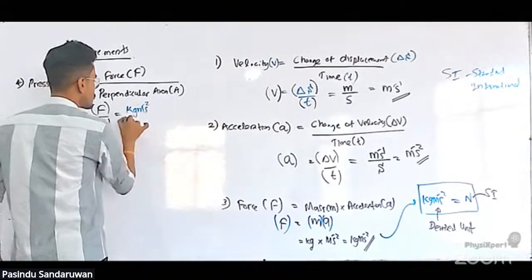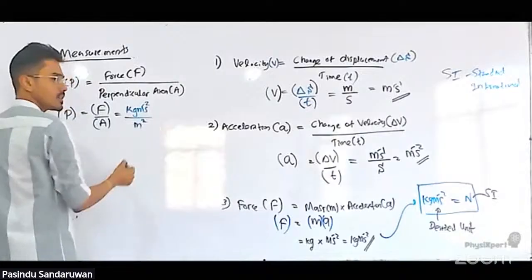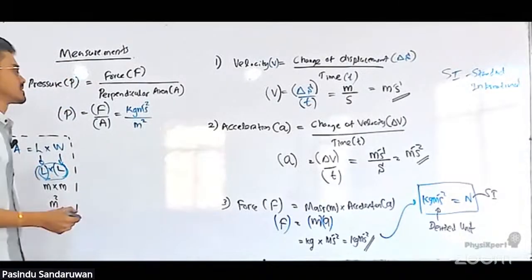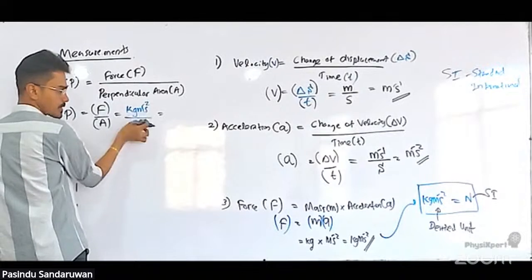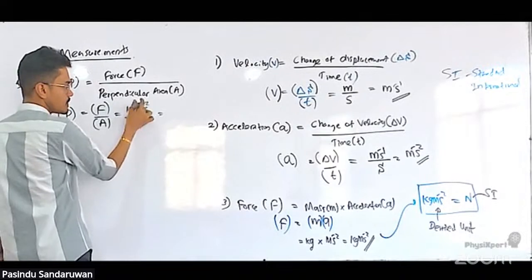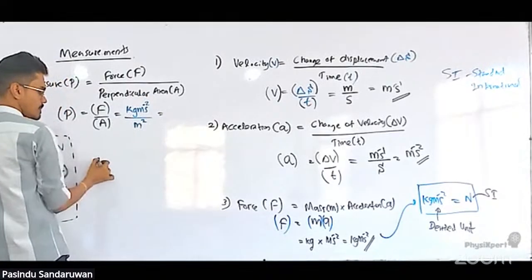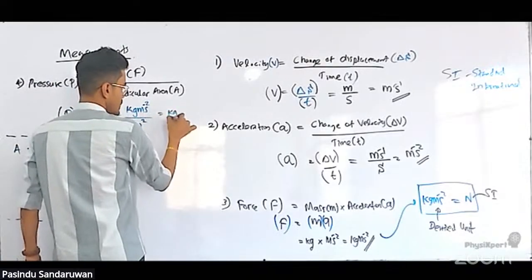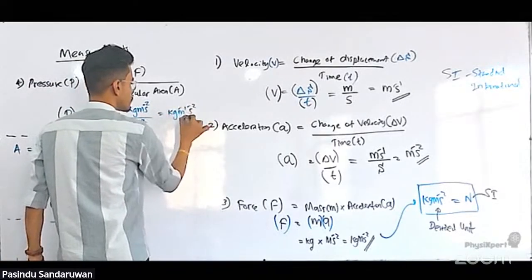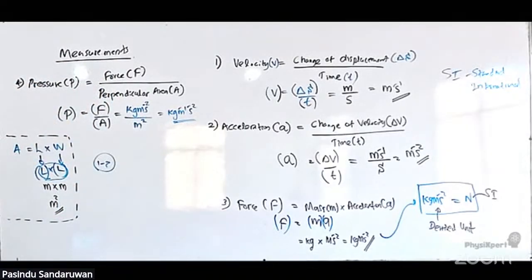Kg m s minus 2 over the fundamental unit of area, which is m squared. Simplify this. When this goes to the numerator, plus 2 becomes minus 2. Then m minus 1, sorry, m plus 1 is here. Plus 1 minus 2 ends up as minus 1. Then kg m minus 1 s minus 2.